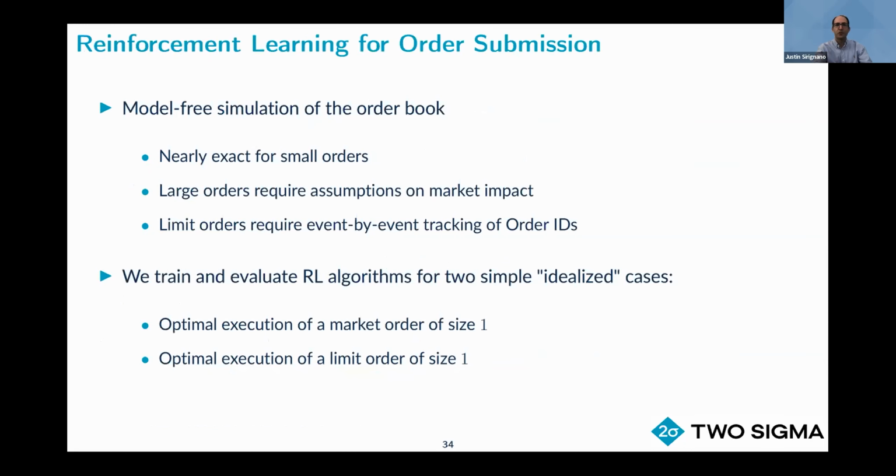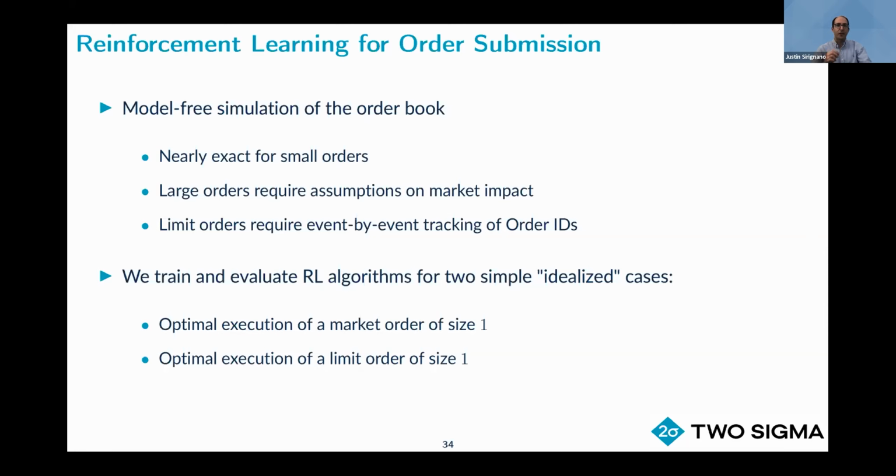Let's now use reinforcement learning to learn order strategies for a very simple order execution example. To train the reinforcement learning model, we must be able to accurately simulate the executed price for an order strategy. For a small order of 1 share, we can accurately simulate the executed price directly from historical order book data with some minimal assumptions. For limit orders, this requires event-by-event tracking of the order to determine when in the historical data sequence it would have been executed.